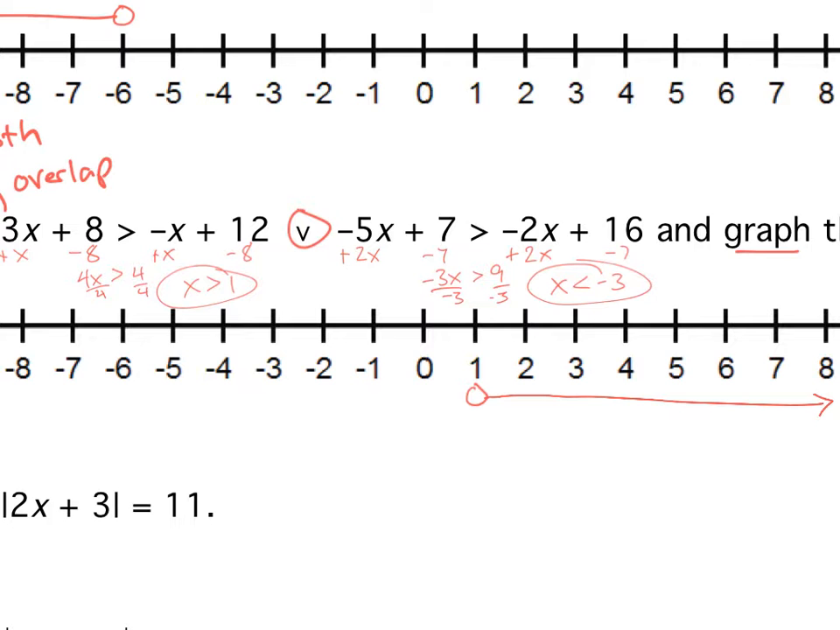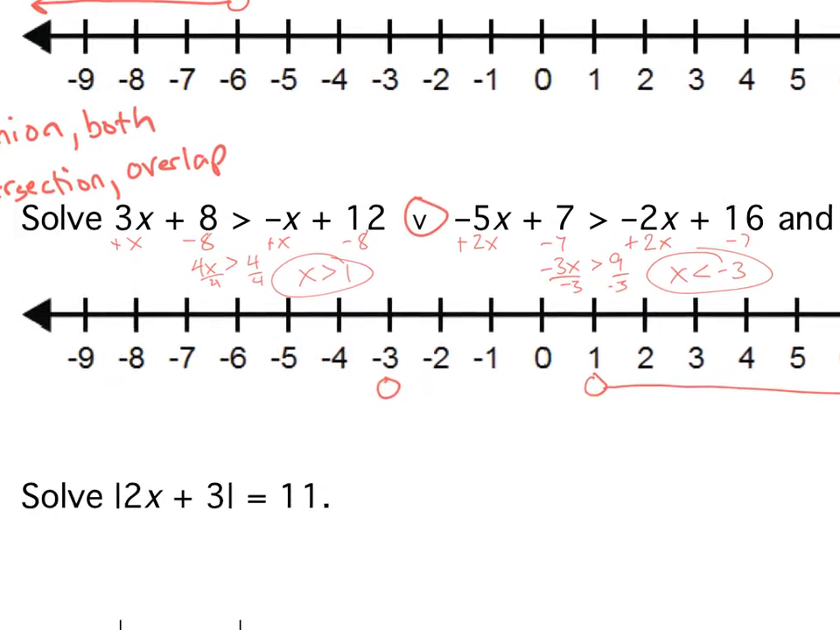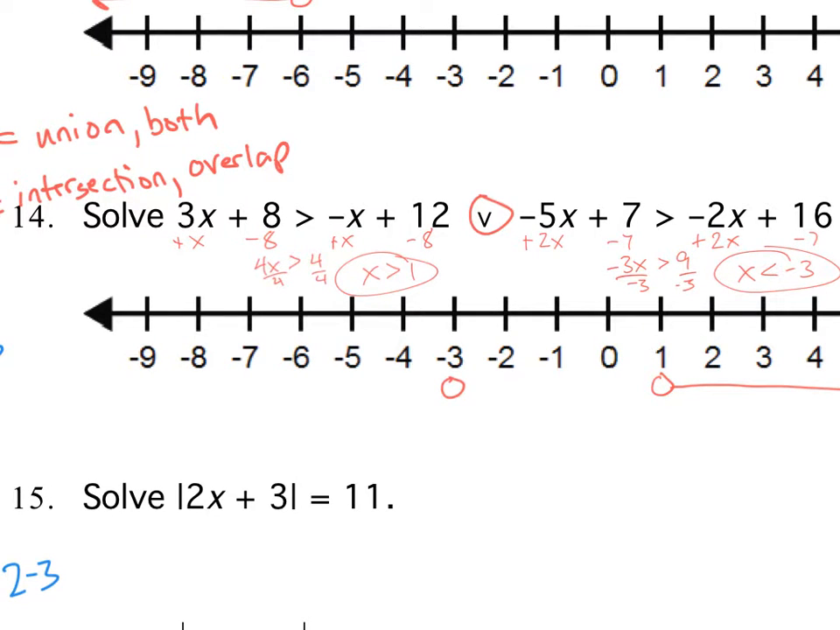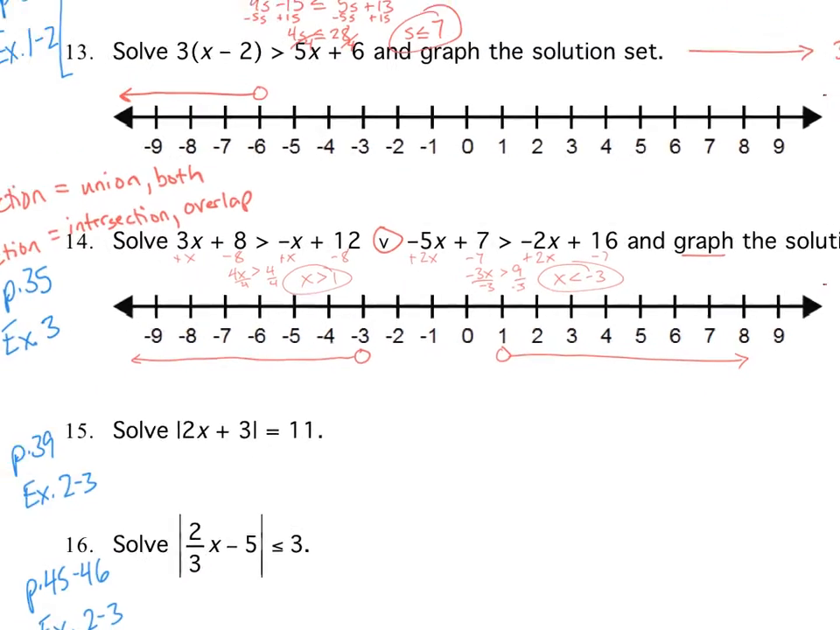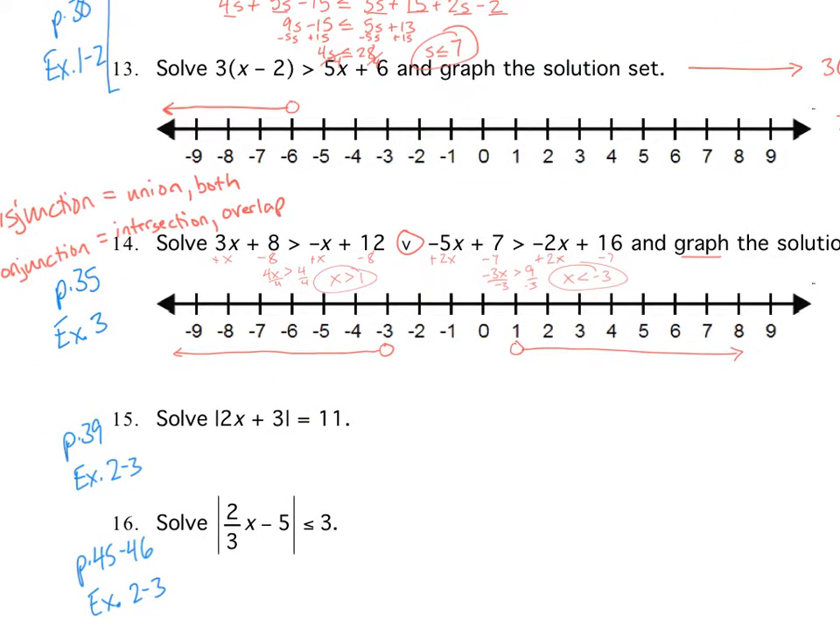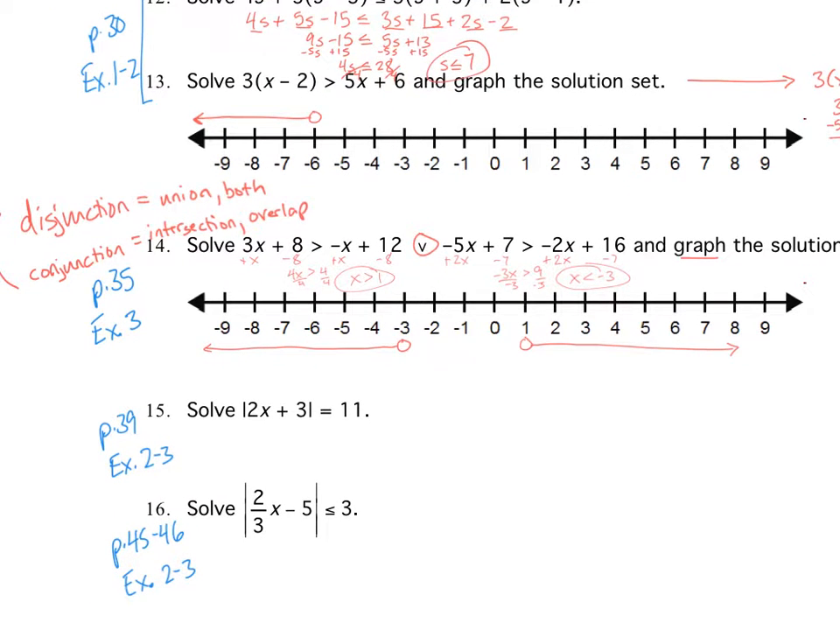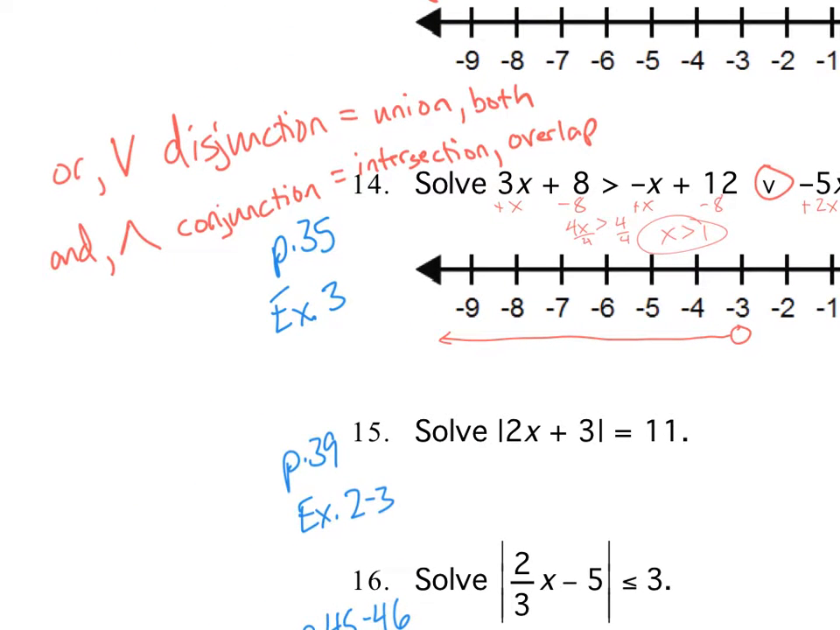To graph x is less than -3, I find the -3 and draw an open circle because, again, there's no or equal to sign. It's x is less than -3. That less than sign looks like an arrow going off to the left, so I draw an arrow to the left. And again, since I'm doing a disjunction, I want both of those graphs to be in my answer. If you need more practice with conjunctions and disjunctions, they're in example 3 on page 35.